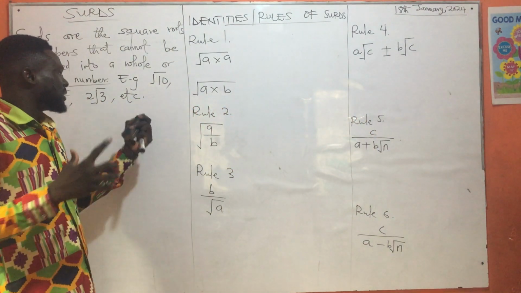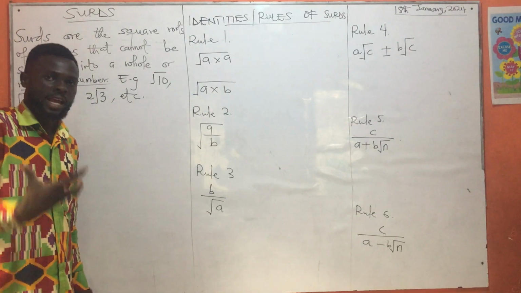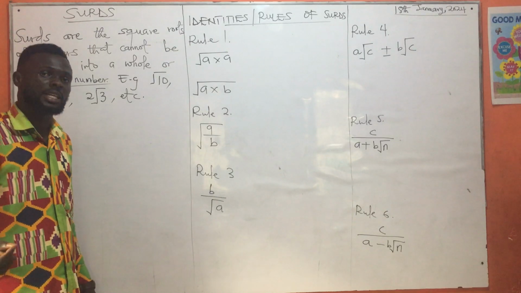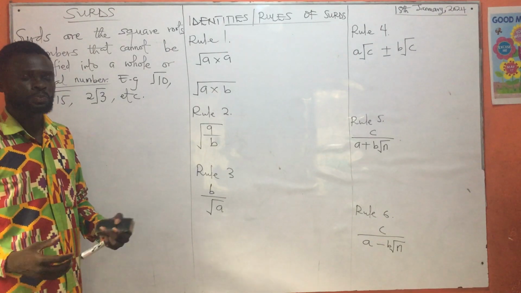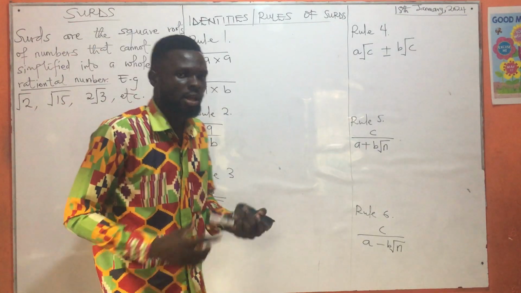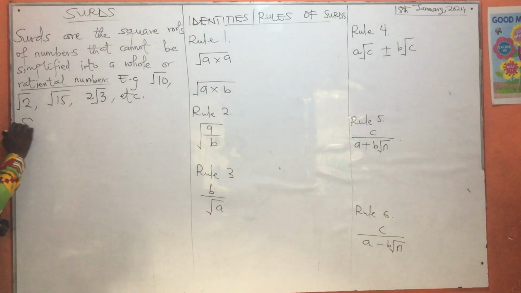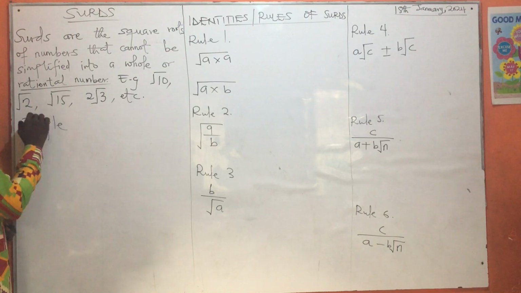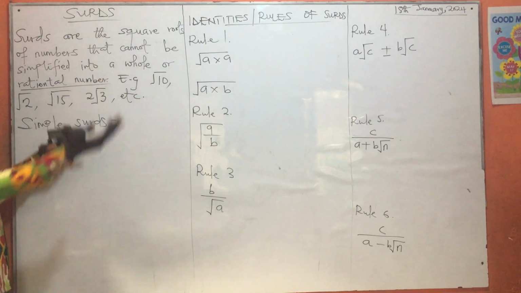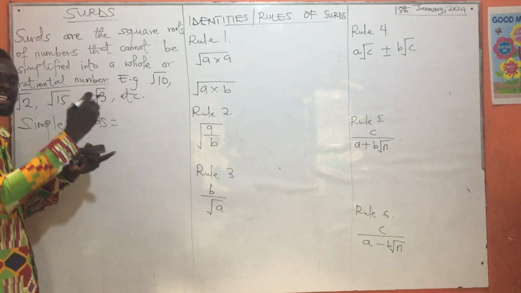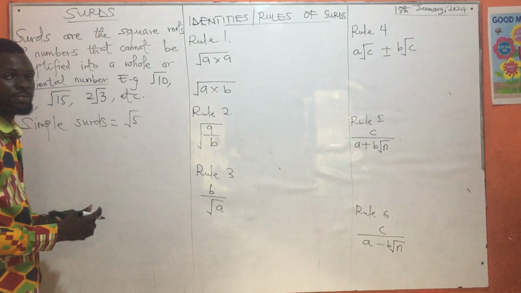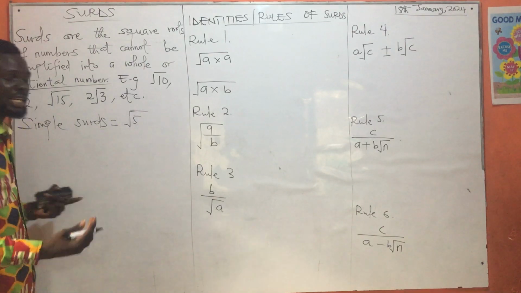Good. Now that we know surds are the square roots of numbers that cannot be written as a whole number, let's look at some forms or types of surds. Surds can be simple or compound. With simple surds, we just have the normal surd, that is the number in the square root. So an example is surd 5. This is a simple surd.